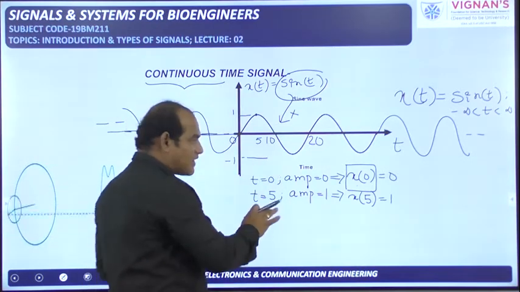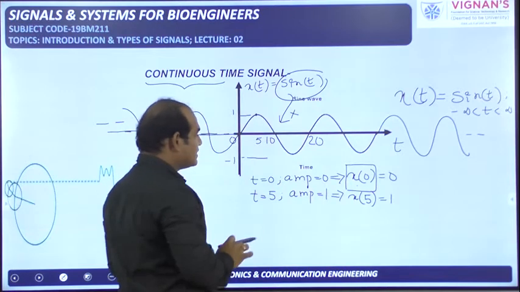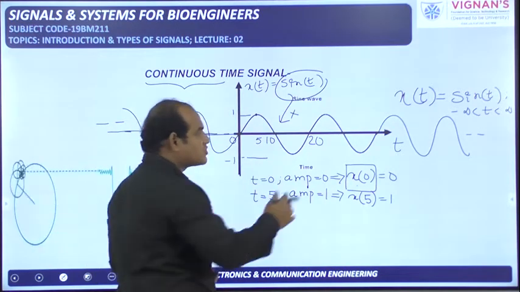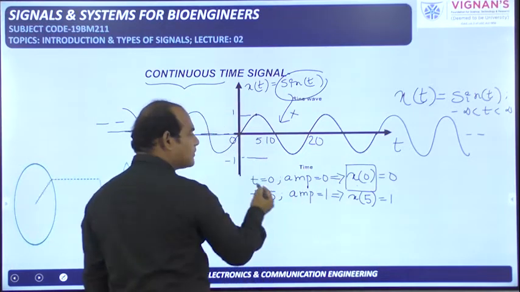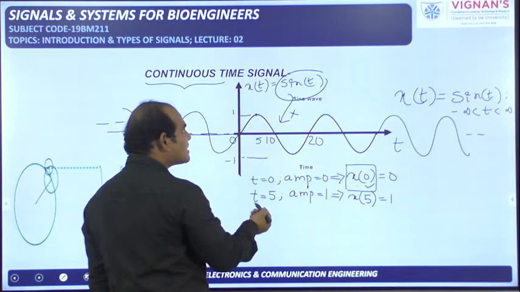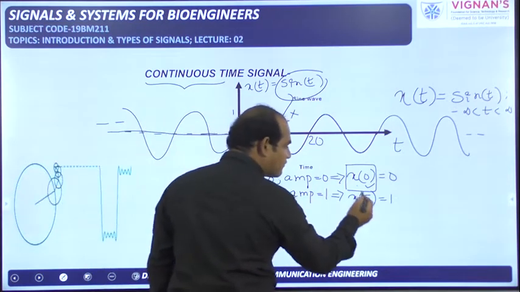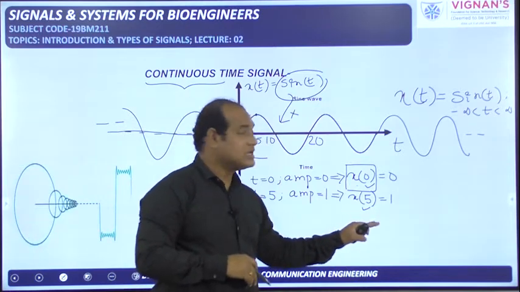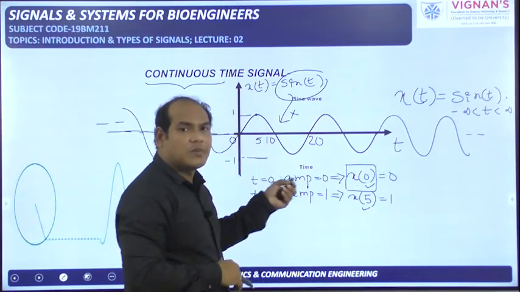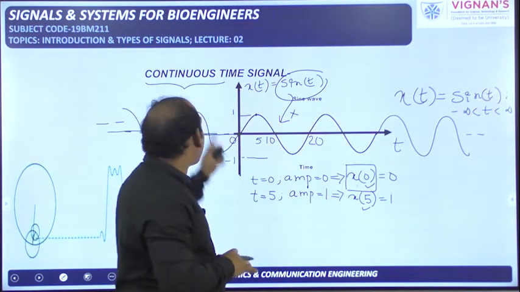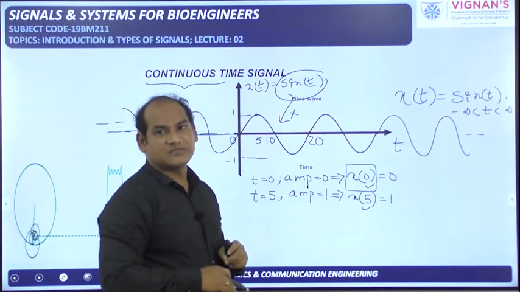Okay. So what is to be known here is, at what value of t, what is the amplitude, that we need to know. At t is equal to 0, the amplitude is 0, that is represented with x of 0. At t is equal to 5, what is the amplitude, that is x of 5. At t is equal to 10, that is represented with x of 10. At t is equal to 20, the amplitude is 0, that is represented with x of 20. Okay. So actually we are talking about a continuous time signal.